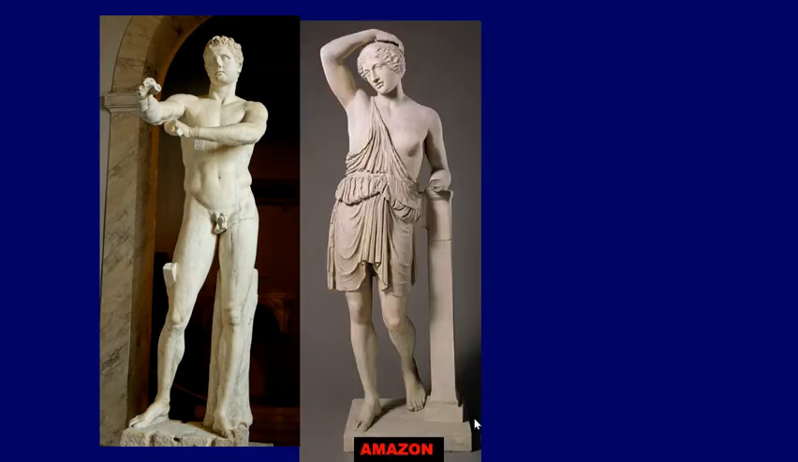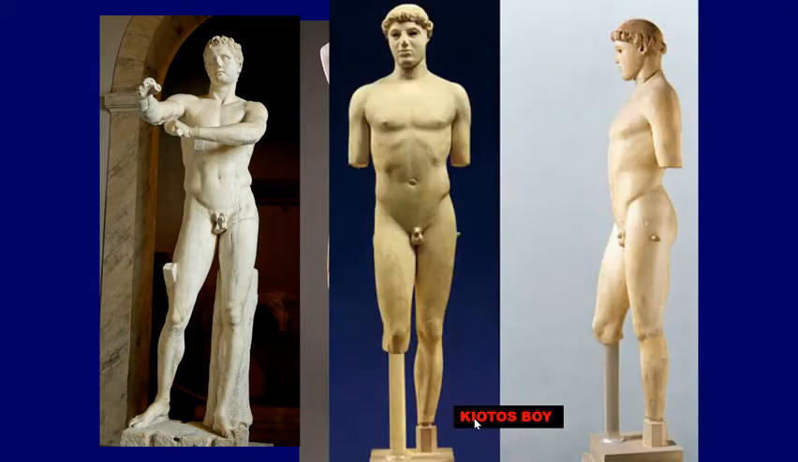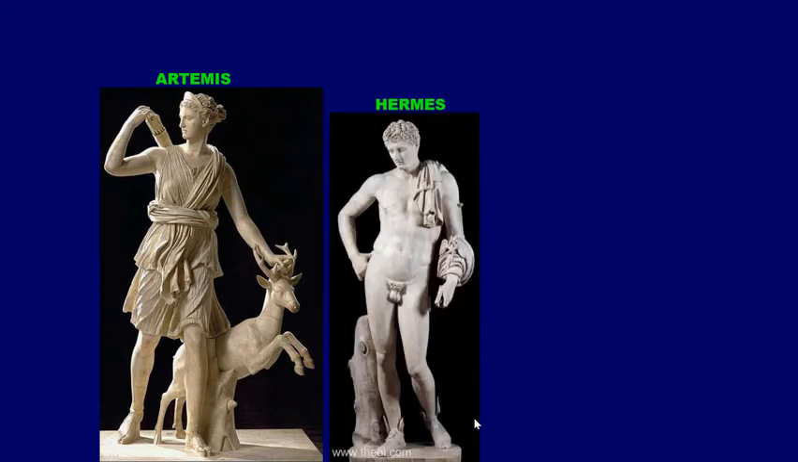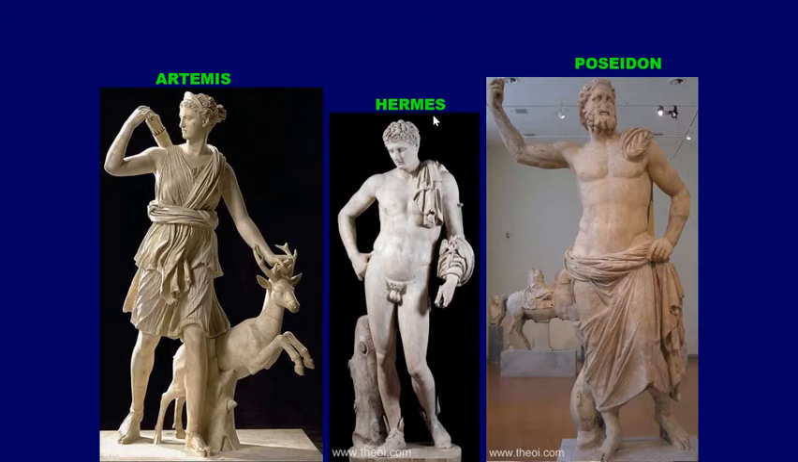There's an Amazon. There's the Kyoto boy. This is Artemis. She's the goddess of the hunt. And that's Hermes. He's the messenger god. He delivers messages and he has these winged feet. Sometimes he has a helmet with wings on it that allows him to fly and travel. Poseidon, the god of the ocean and sea. And there's Apollo, the sun god.